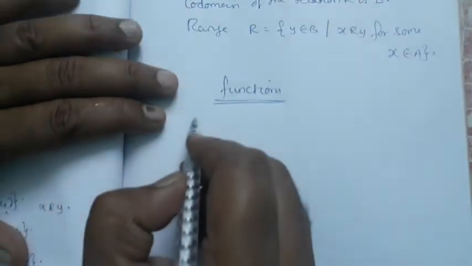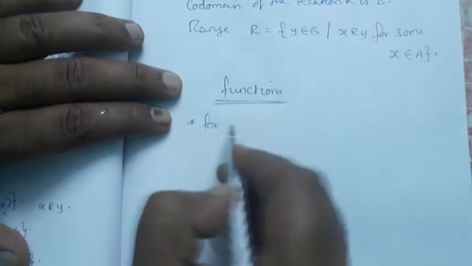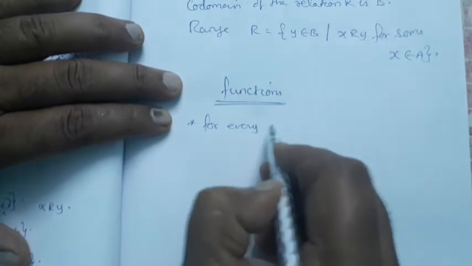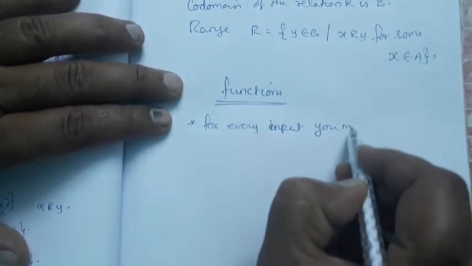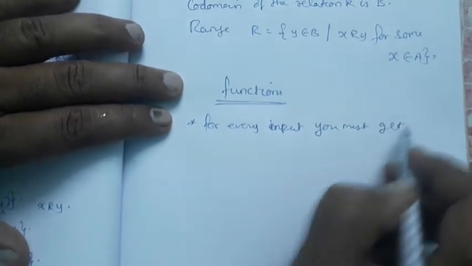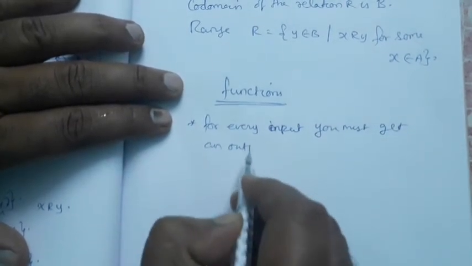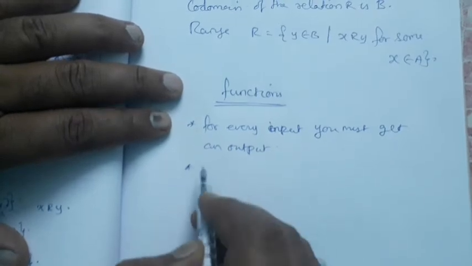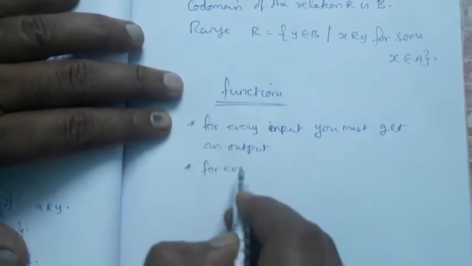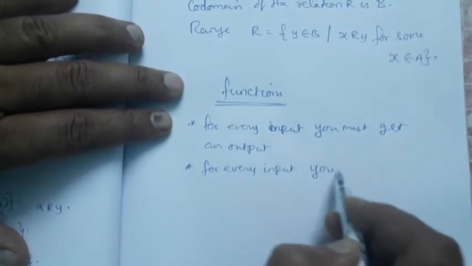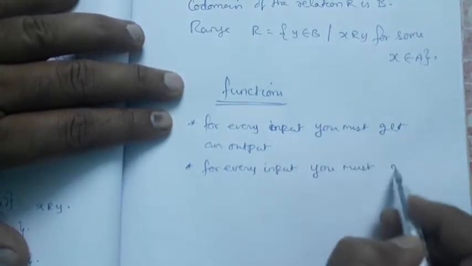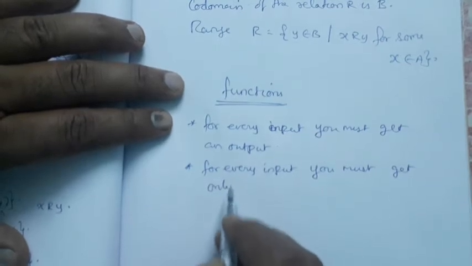See, there are only two conditions in a function. For every input you must get an output. This is the first condition. The second condition is, for every input you must get only one output.